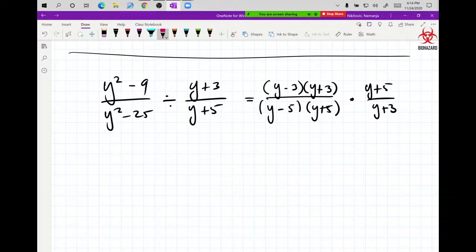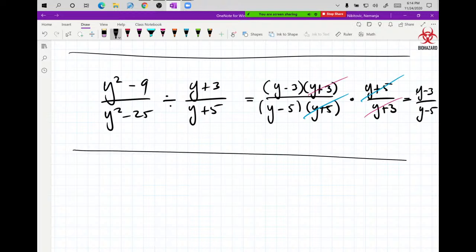Now, y plus 3 and y plus 3 are gone, y plus 5 are gone, and the result just stays there, right? Y minus 3 over y minus 5. Good. That was the problem in the textbook. Problem number 59.